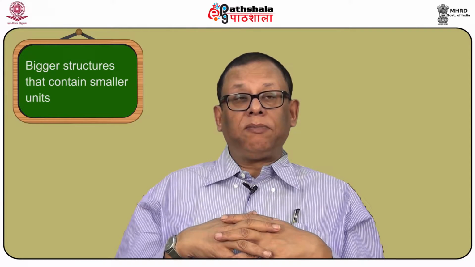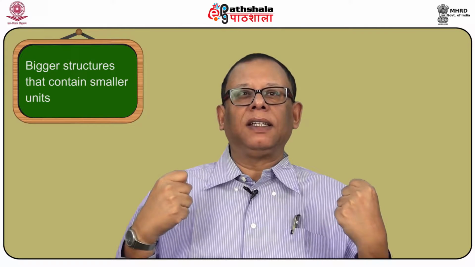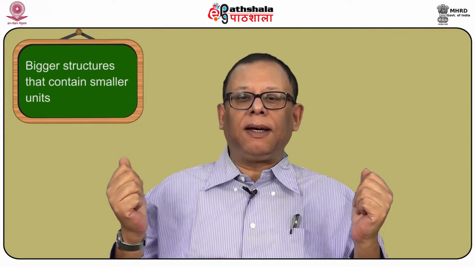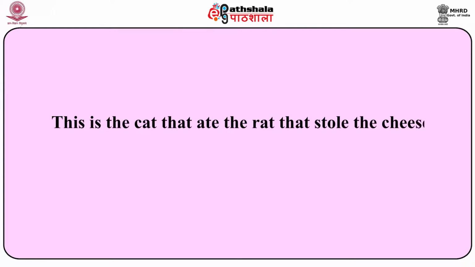A native speaker of English also implicitly knows, in some sense of the word know, that you can use the rules of English recursively to generate bigger structures that contain smaller units. So for example, suppose I say, "This is the cat that ate the rat." You start with that sentence, and you can add various things to get bigger structures. So you can say things like, "This is the cat that ate the rat that stole the cheese." You added some things to the previous sentence, and you got another grammatical sentence of English. What you have done is you have taken a noun phrase and kept adding clauses to it.